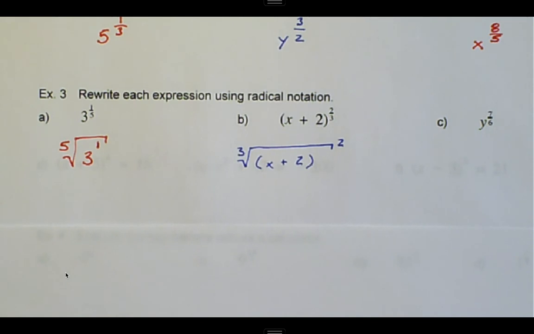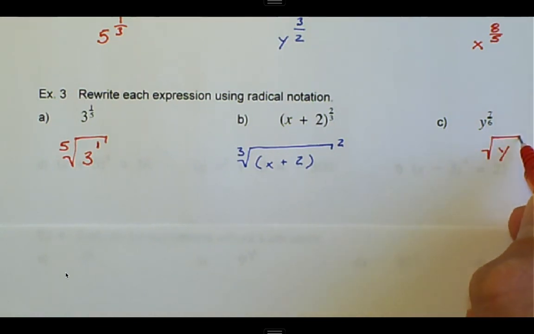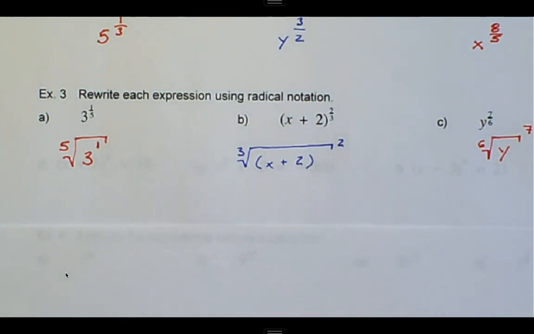And then the last example there, keep the base the same. Whatever is in the denominator of the exponent goes on the radical, and then we can have the 7 written as the exponent on the y, or it can be written outside the radical. Either one is fine.